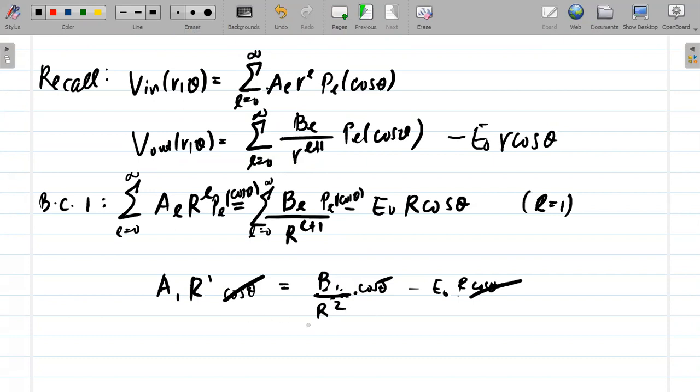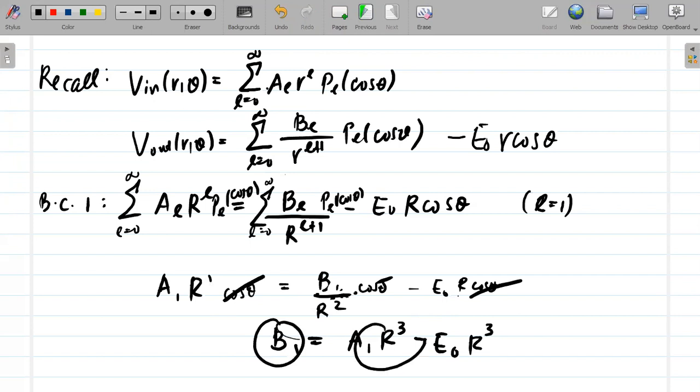Therefore, we get B1 that is equal to A1 R cube minus E naught R cube. Bakit? Kasi nag-multiply tayo ng R squared, both sides. So, R cube plus R cube. Now, ayan, yan na yung first condition natin. Express B1 in terms of A1. Now, next.